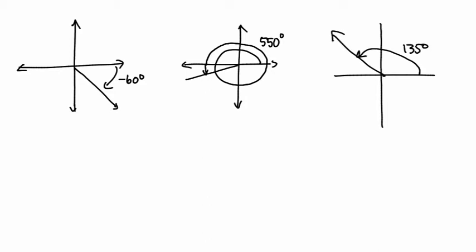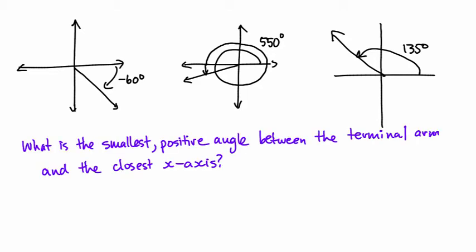Now, each of these terminal arms is in a different quadrant. I've got one in quadrant 4, then one in quadrant 3, one in quadrant 2. You could imagine one that ends in quadrant 1. And my question for you is, what's the smallest angle between the terminal arm and the closest x-axis? Okay, well, that's quite a statement. So it's got to be small and positive, and it has to be between the terminal arm and the closest x-axis. So let me just draw in red.